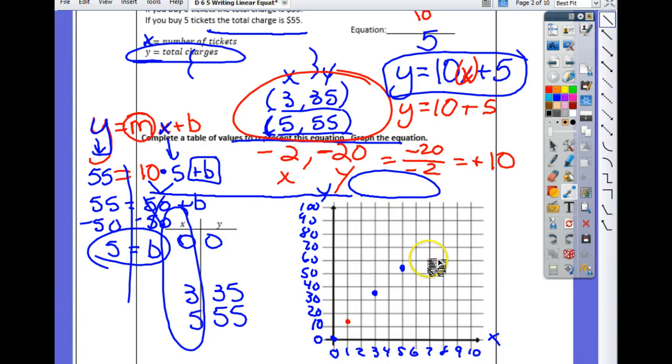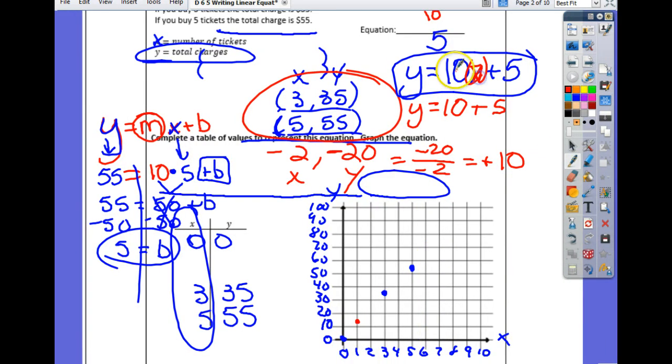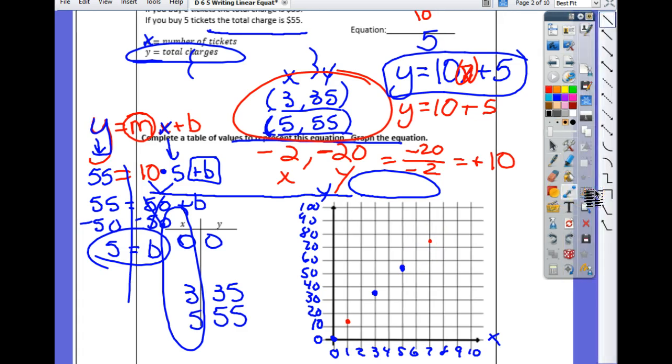Let's try the 7. What will 7 get us? Put 7 in here. 10 times 7 plus 5 is? So 7 and 75. This is 60, 75. Is that showing direct variation? 0 tickets costing us $0? Oops. That looks pretty good. Looks like I could have been a little bit better on that dot. So it has direct variation. So we just graphed it. All right. Next one.